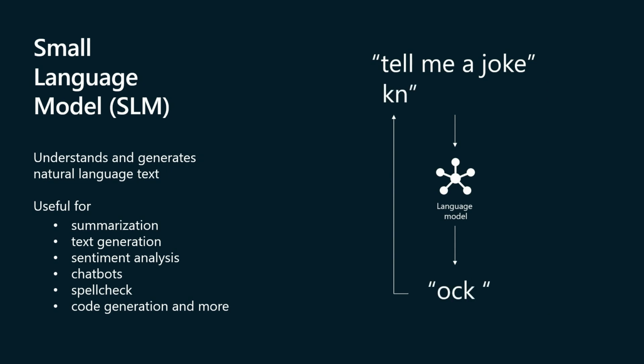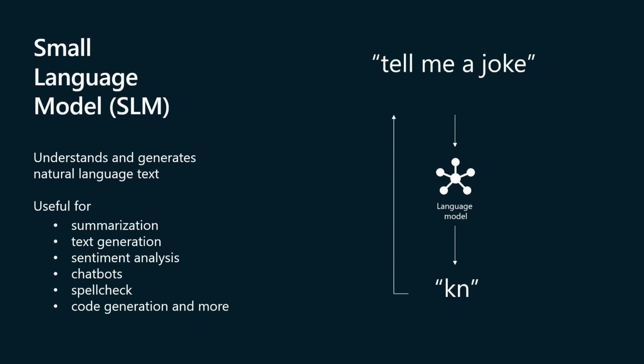So I like to think about it as PhD student versus high schooler. A PhD student has deep knowledge in a specific area, versus a high schooler has basic knowledge, but of a lot of different subjects, right? So the difference between SLM and LLM is very similar.